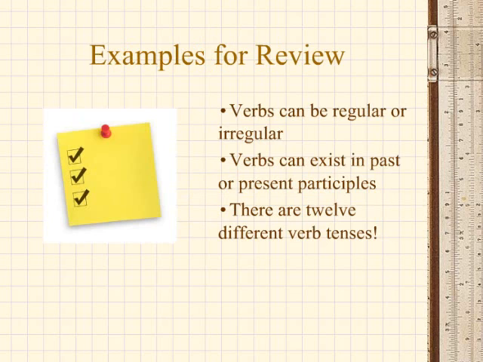So verbs can be regular or irregular. They can exist in present or present participle and past participle. What else? Believe it or not, there are actually 12 verb tenses. The most readily used tenses are present, past, and future, which we've already looked at. Examples to review? Sure thing.